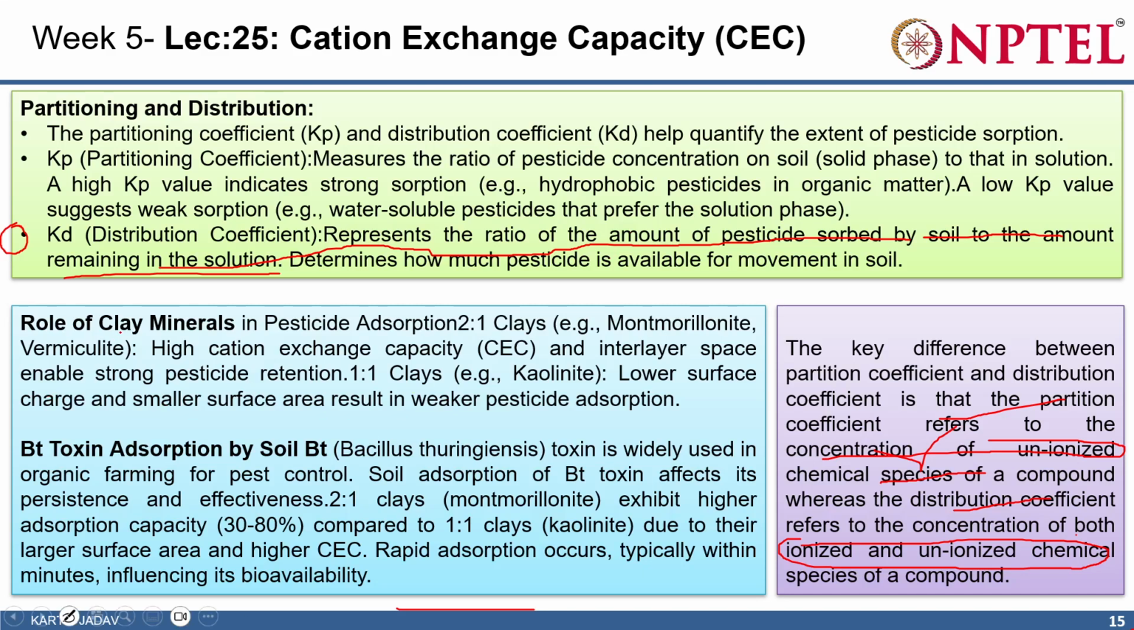Then we have covered this important concept related to the role of clay minerals in sorption. As clay minerals or clay silicates have a higher cation exchange capacity, it means the interlayer space is able to hold strongly, and it retains the pesticide strongly, right? While clays with lower surface charge and smaller surface area result in weaker pesticide adsorption.